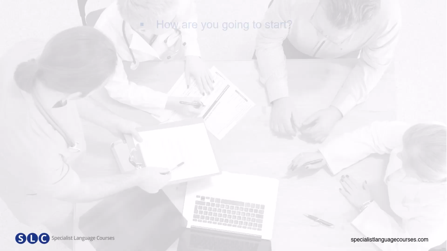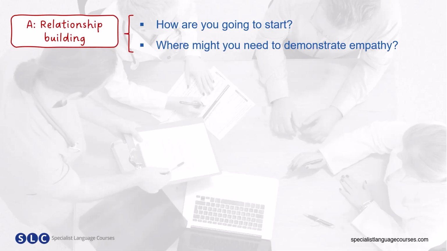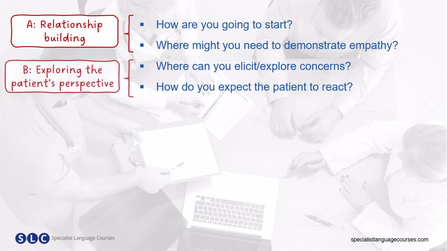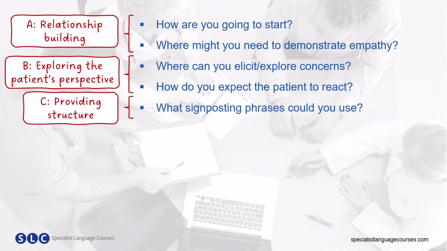There are lots of things to think about during the preparation time. Let's take a look at some things to consider now. First, how are you going to start? Think about where you might need to demonstrate empathy. These relate to the relationship building criterion. Where can you elicit or explore concerns? And how do you expect the patient to react? This will help you fulfill the criterion of exploring the patient's perspective. And think about what signposting phrases you could use. This will help with providing structure.